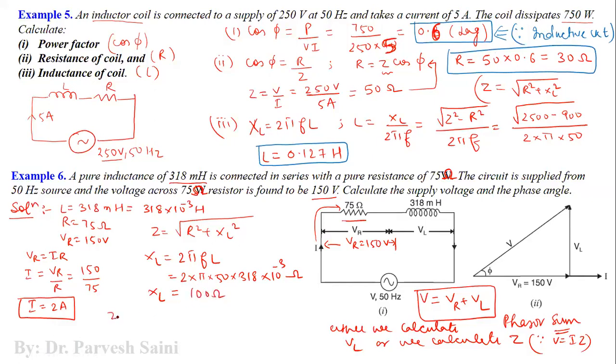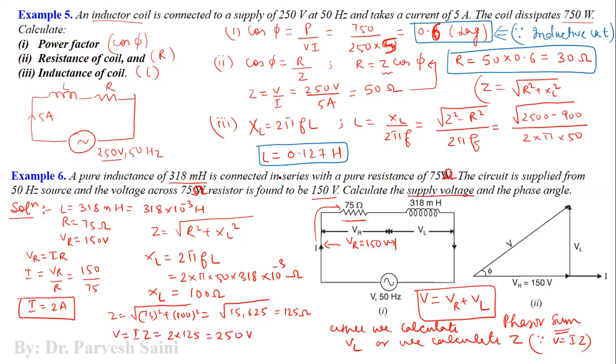So Z will be equal to under root 75 square plus 100 square. Let us see the value here. This is equal to 15625, and by taking the square root it is 125 ohm. So V is equal to IZ, which is equal to 2 into 125, so 250 volt. This is the answer for the supply voltage, and it is the RMS value.